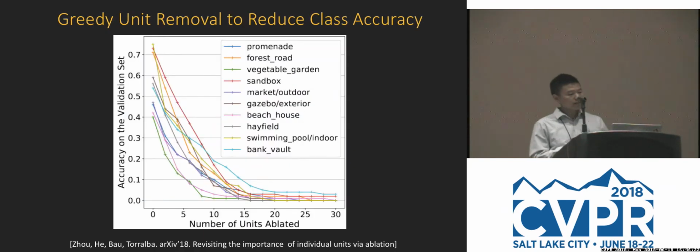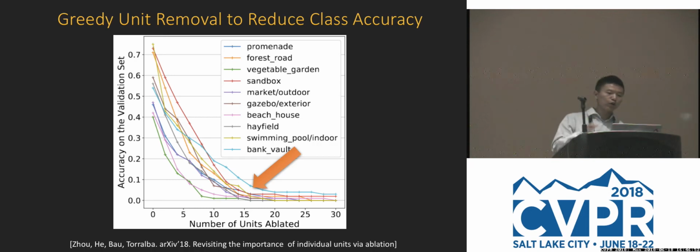So we have further done some greedy removal experiments. We can select one class, then keep removing the units to reduce the class accuracy for that class. So we can see the accuracy drops very quickly for each one of the classes. When you remove about 10 or 15 units, the class accuracy has already dropped to 10%, which means to recognize some specific class, the information is only encoded by a limited number of units. If you completely knock out those units, then this network cannot recognize that category anymore.